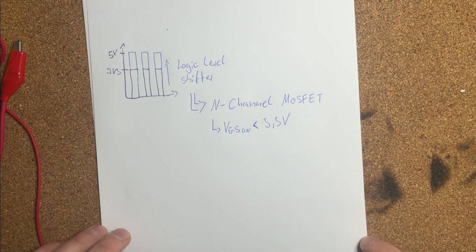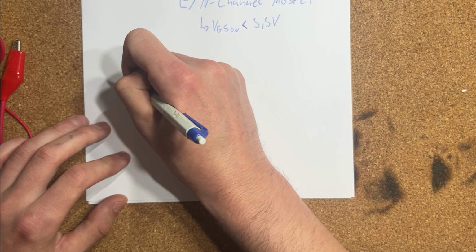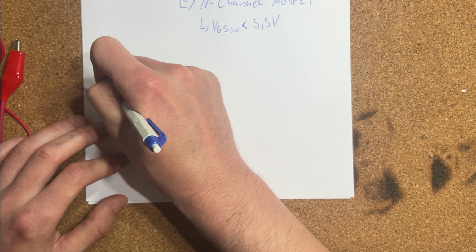A quick disclaimer before we start. For fast or timing critical signals, dedicated level shifter ICs are usually the better solution, but for slower GPIO signals, the simple MOSFET circuit can be useful. Now let's look at the schematic.